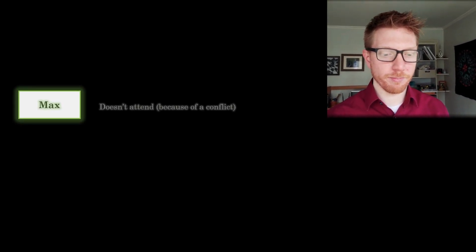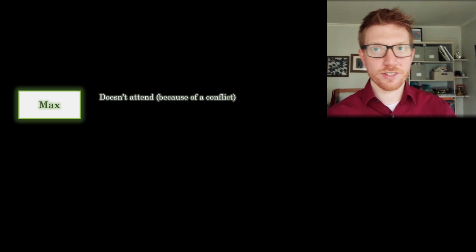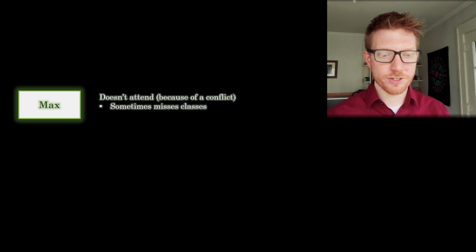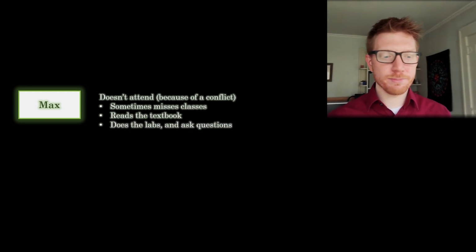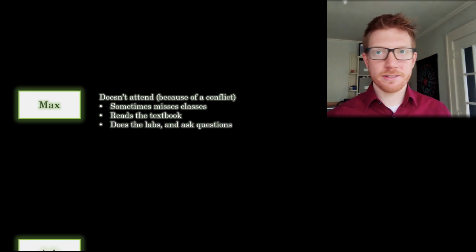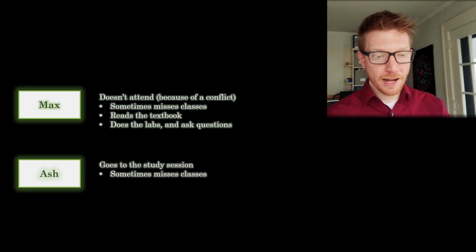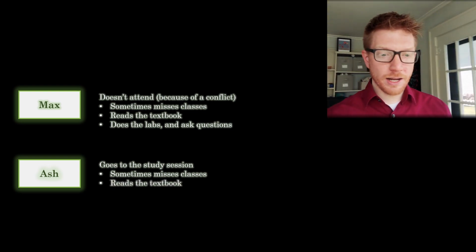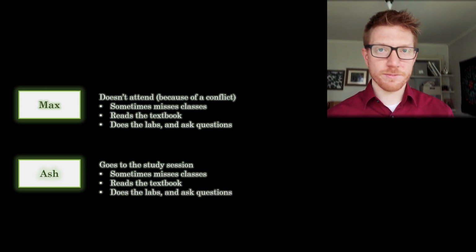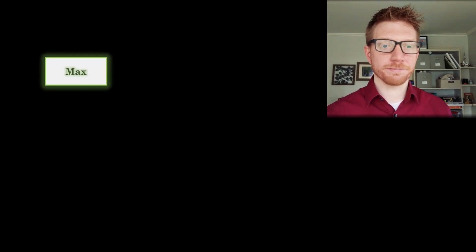Now let's think of another example here with two different students. Max doesn't attend because he has a conflict. He had a meeting at that time or something. Occasionally he'll miss class. He reads the textbook, does the labs, he has questions. And Ash is very similar. However, Ash goes to the study session. But in terms of class attendance, in terms of the textbook, in terms of doing the labs, Ash looks very similar to Max.